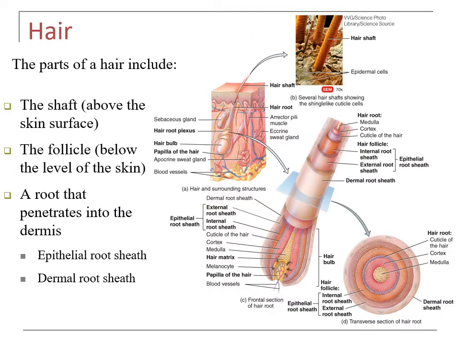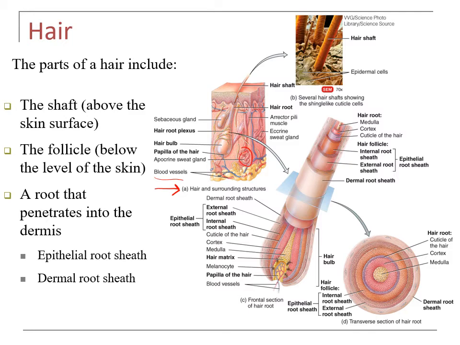So here in this figure, let's go over the structures that we went over in the previous slide. Here in the first figure, we have the hair and surrounding structures. If you look at this figure, we have the epidermis, dermis, and the hypodermis or the subcutaneous layer. Here we can see the blood vessels.